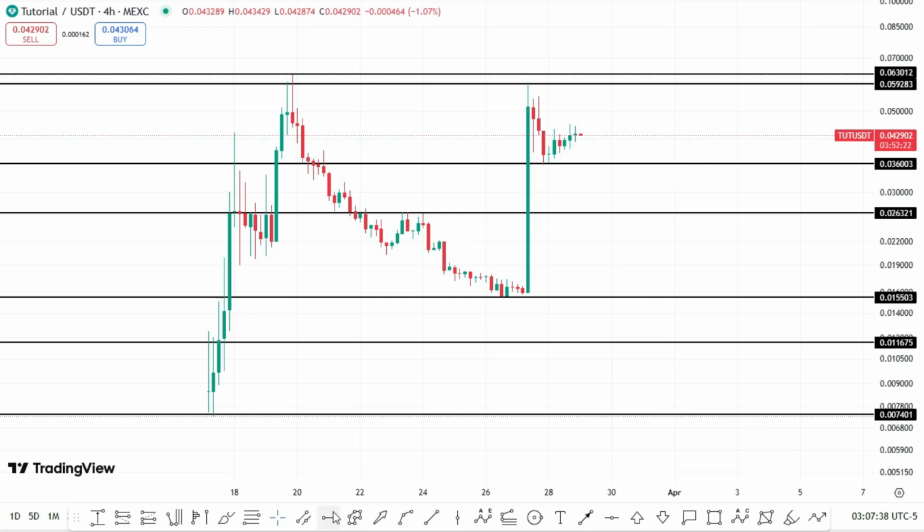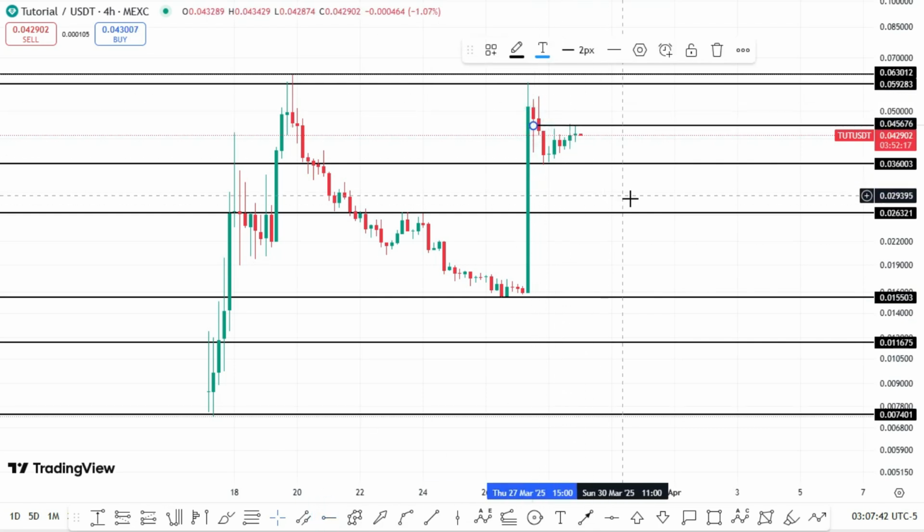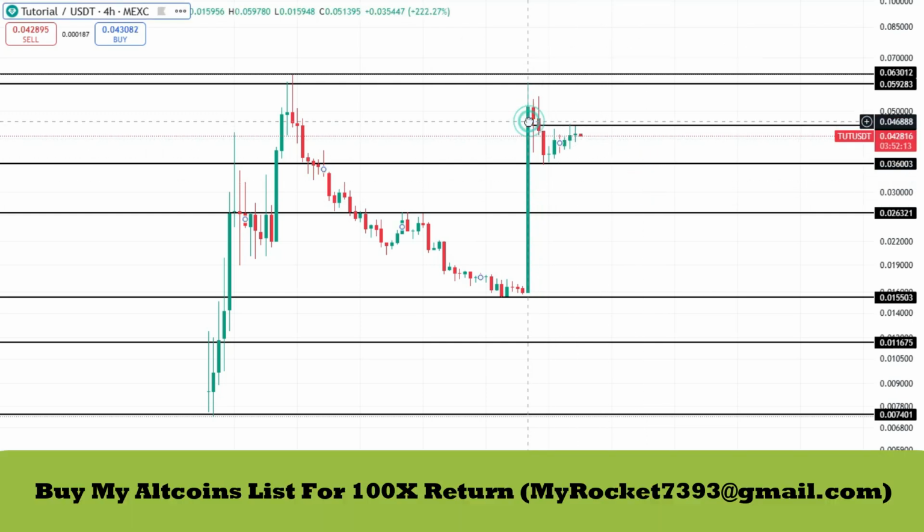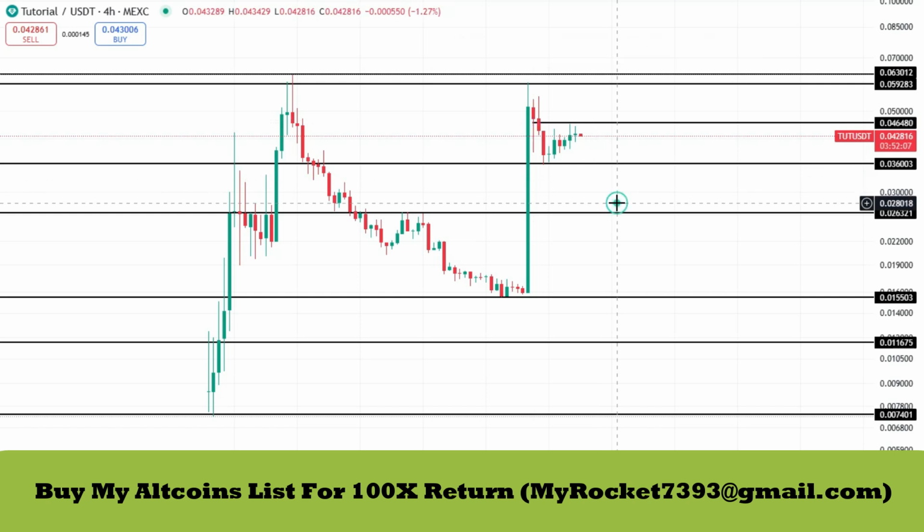I think it can face resistance at this level, 4.5 cent, 4.6 cent. Let me please draw this. 4.5, 4.6 cent is a resistance level. You can set 4.6 cent as resistance. And next is 5.9 cent and 6.3 cent. I think maybe its price can move like this.